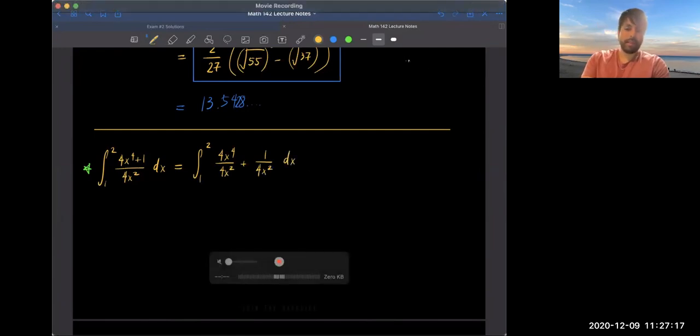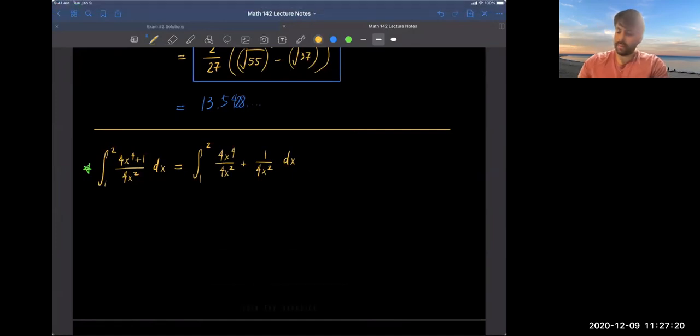Because what's nice about it is you can simplify, right? When I simplify the first fraction, I get x squared. Oh, that's pretty easy to integrate. And then this becomes 1/4 x to the negative 2. Very, very simple functions to integrate. So I get x cubed over 3. And when I integrate this, I get minus 1 over 12 x cubed. All in agreement? And then I evaluate this from 1 to 2.